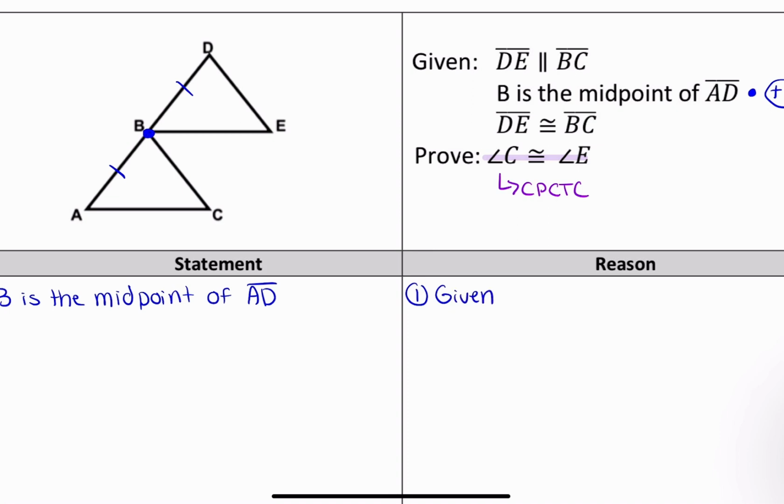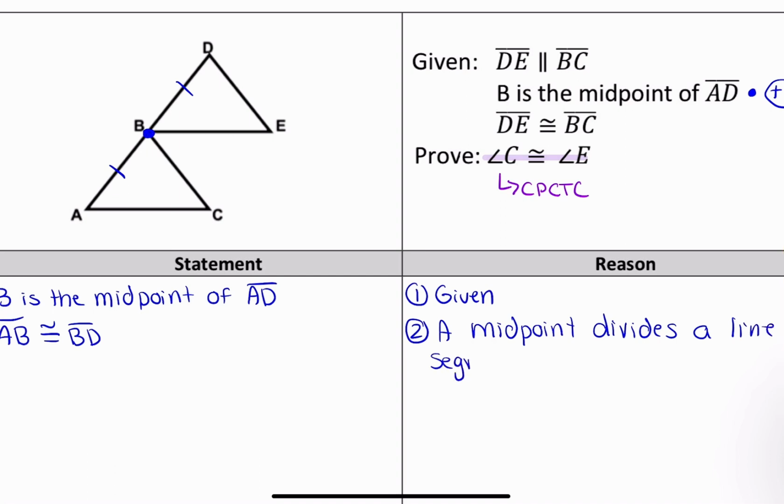And that, what does that give me? A midpoint gives me that AB is now congruent to BD. And why is that? Because a midpoint divides a line segment into 2 congruent halves. Okay, so that already gave me a side in those triangles, which is great. So now let's take a look at our next given.